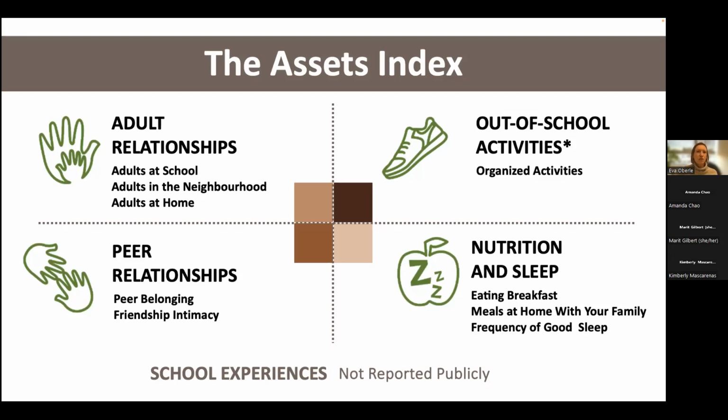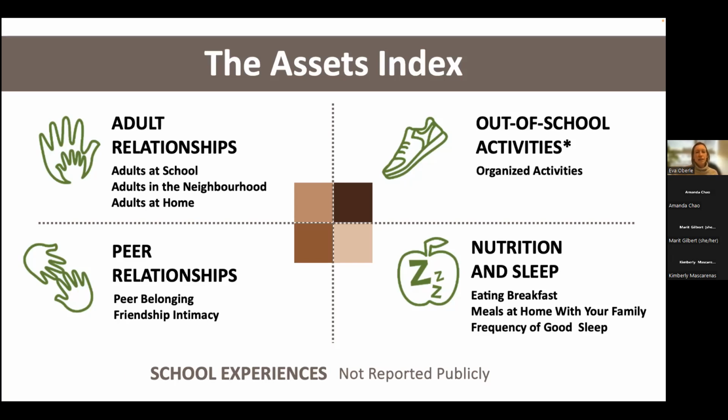And participation in organized activities is considered an asset because it's related to children's well-being outcomes. And healthy nutrition and getting enough sleep. Nutrition includes eating breakfast on a regular basis, meals at home with family, and then the frequency of a good sleep. These 3 indicators are combined into a nutrition and sleep asset.